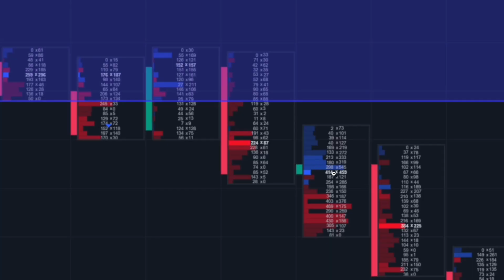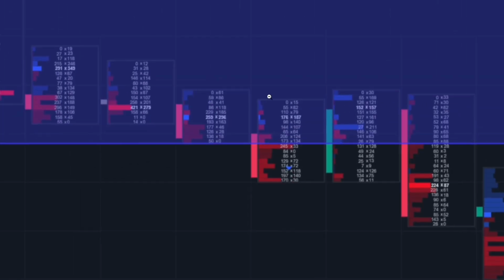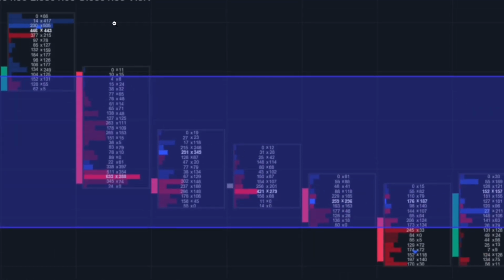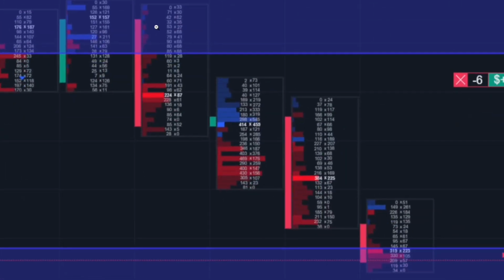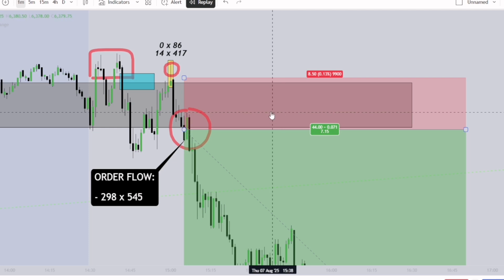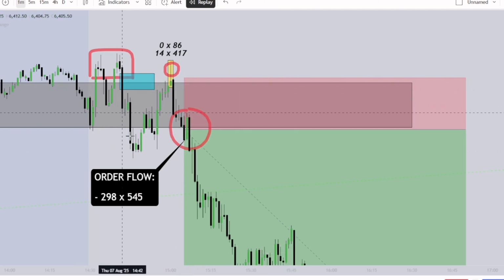So what do I mean by delta outlier? A delta outlier is where we have a large amount of, in this case, blue, a large amount of blue here, a large amount of blue, and also up here, a large amount of blue. So we're seeing a lot of buyers being aggressive, but those buyers were not rewarded with follow through. And we saw that here, we saw that here, and we definitely saw that here.